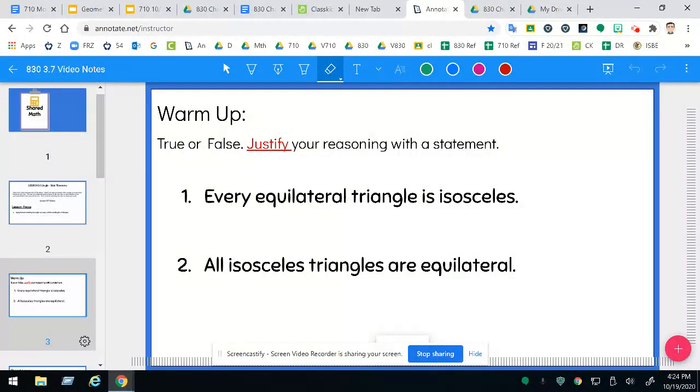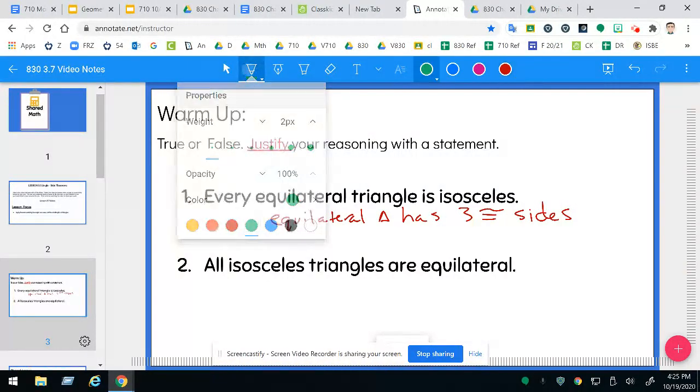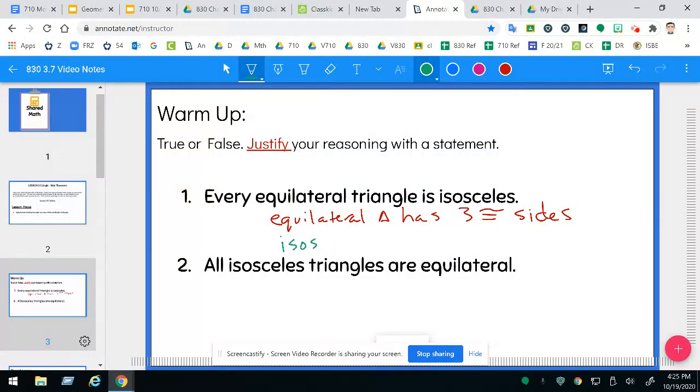Okay. Let's start with statement number one. Every equilateral triangle is isosceles. Okay. First, we need to define our terms, right? So an equilateral triangle, we know, has three congruent sides, right? Okay. And we know that an isosceles triangle has at least two congruent sides.